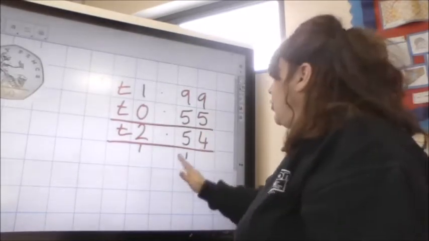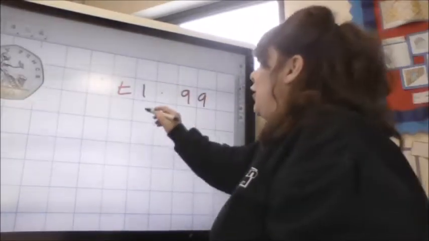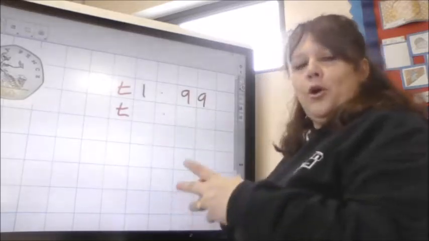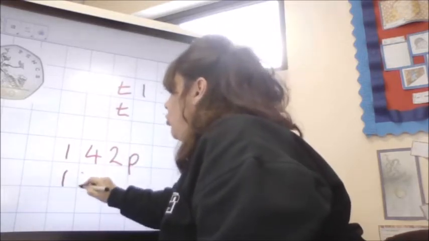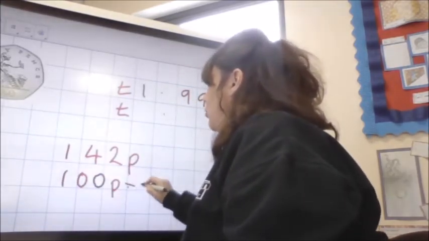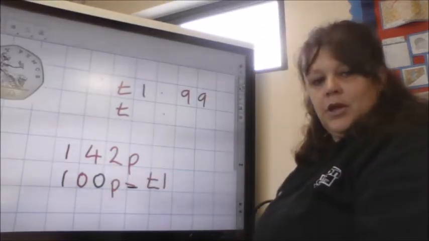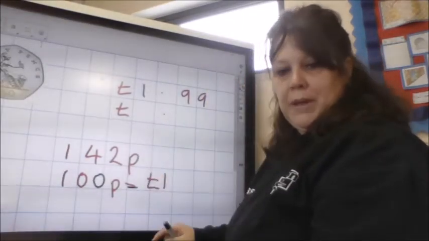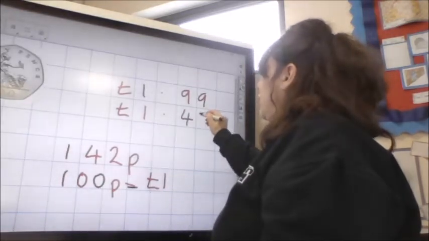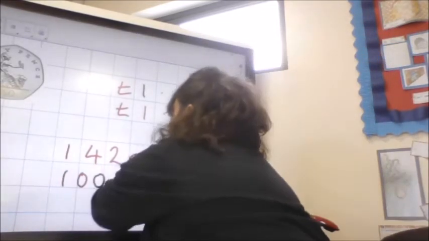Okay, so I've got a different total then. Still adding it to £1.99. Okay, so let's have a look. This time I'm going to add 142 pence. Well, remember, 100p equals a pound. So here I've got 100, £1 and 42p. So £1, 42p. So I can now write it.